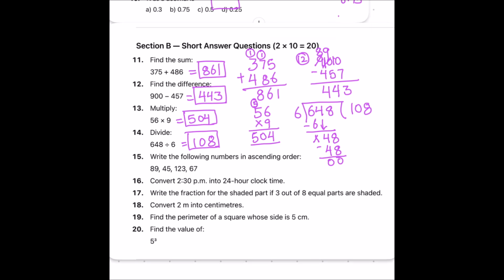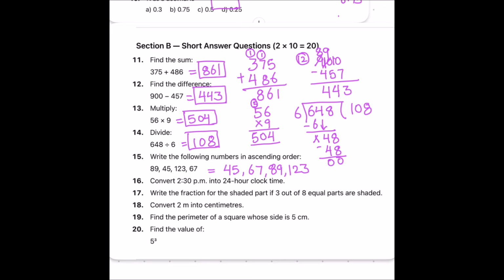Now next question is write the following numbers in ascending order. Ascending means increasing order. So the numbers are 89, 45, 123 and 67. So the ascending order will be, we'll start with the smallest number, which is 45, 67, 89, and the biggest number is 123. This is the ascending order.